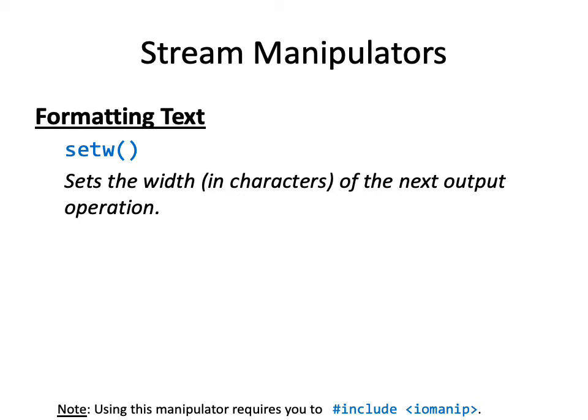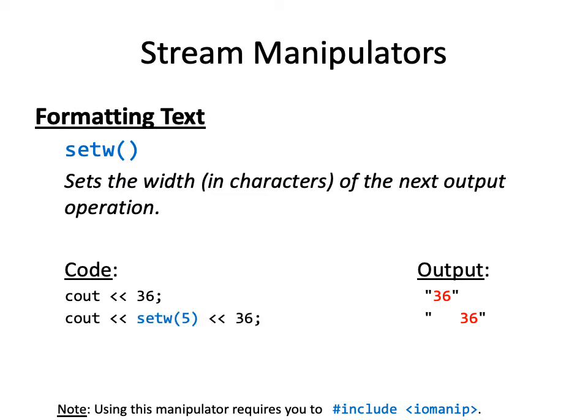So setw sets the width in characters of the next output operation. So let's see an example of that. If the code is cout, insertion operator, 36, it just prints 36. No spaces, no white space. If we do cout with the stream manipulator setw, we have to pass it a number of characters that we want it to pad, and then we also need to include it with the output stream insertion operators. So just put it in there like that.